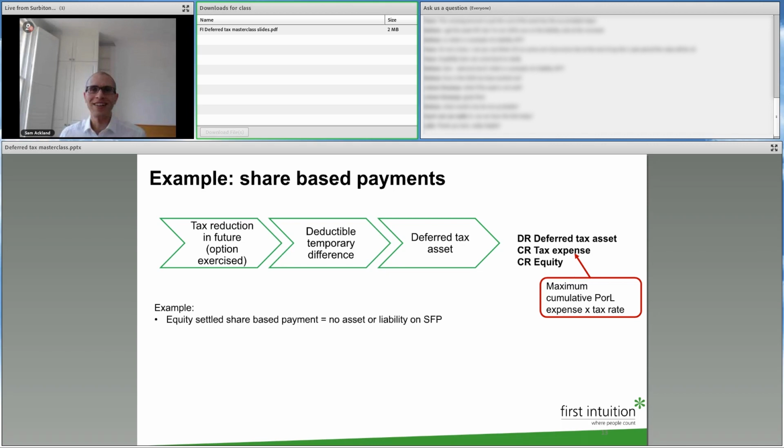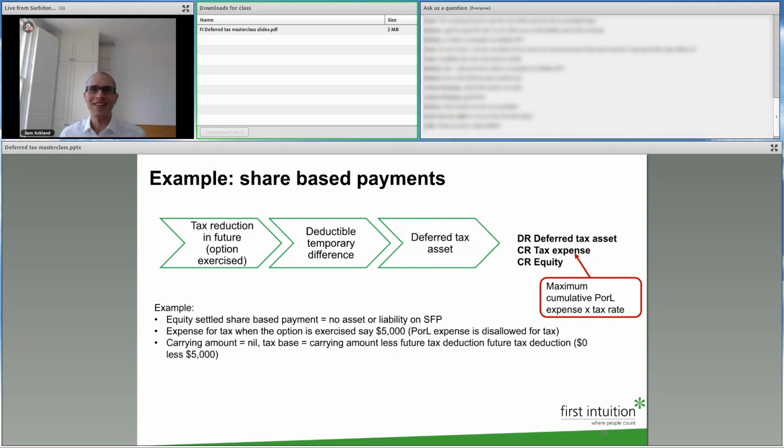Debit deferred tax asset, credit tax expense, potentially credit equity as well, because the maximum amount that you can put in your tax expense is limited to the cumulative profit and loss expense that's gone through in relation to the share-based payment times the tax rate. So again, this is all about matching the tax consequences to the accounting transactions.